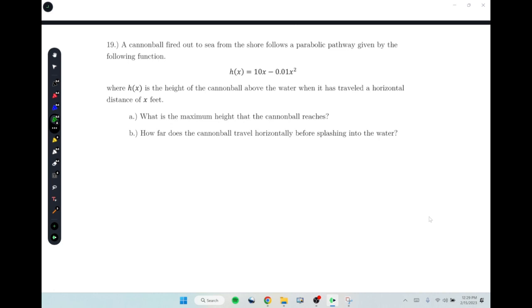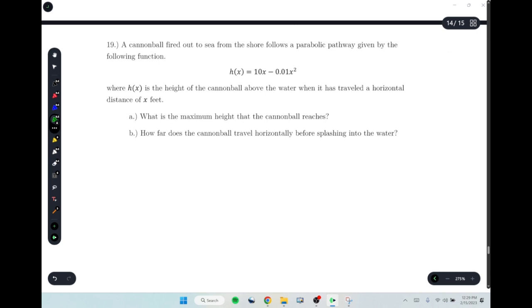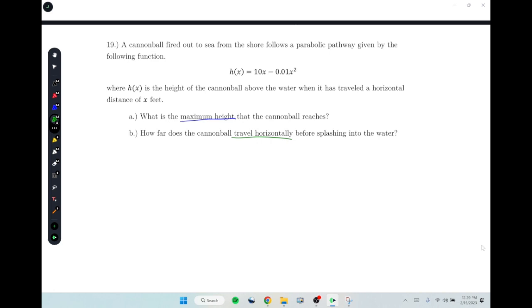I give you the equation, which is super nice. You don't have to find the equation like you did with the other thing. And they want max height, and they want horizontal travel. That's what we measured, and we found the formula. Here they're giving us the formula, and we're going to try to find the things.